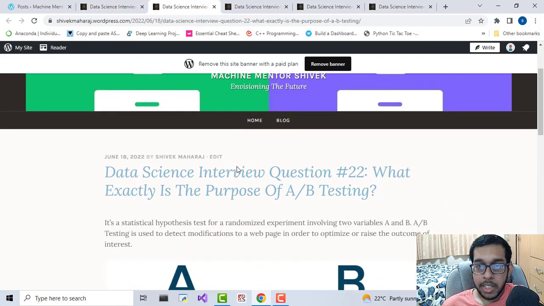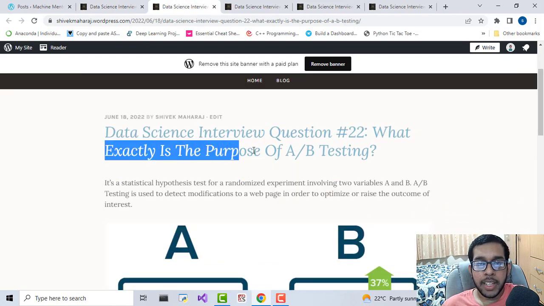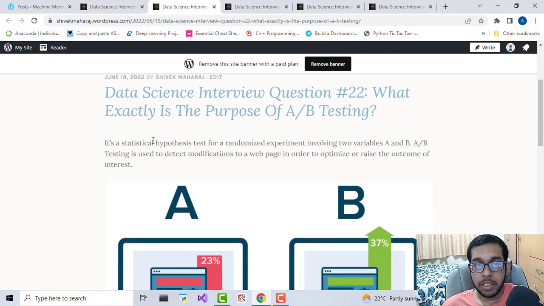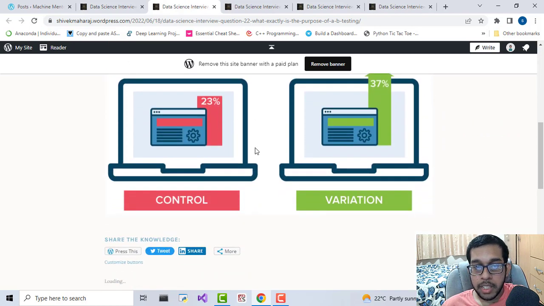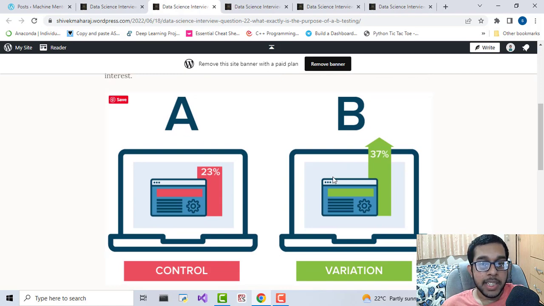Now, on to data science interview question 22, we have what exactly is the purpose of A/B testing? In simple terms, A/B testing is a statistical hypothesis test for a randomized experiment involving two variables A and B. A/B testing is used to detect modifications to a web page in order to optimize or raise the outcome of interest. And that is what we have there. There is a small visualization here as well, guys, pertaining to A/B testing.